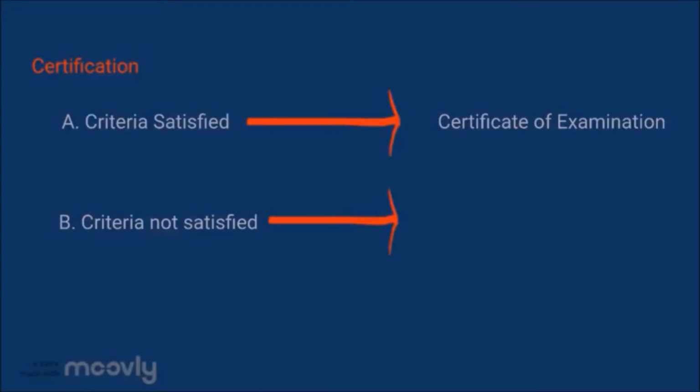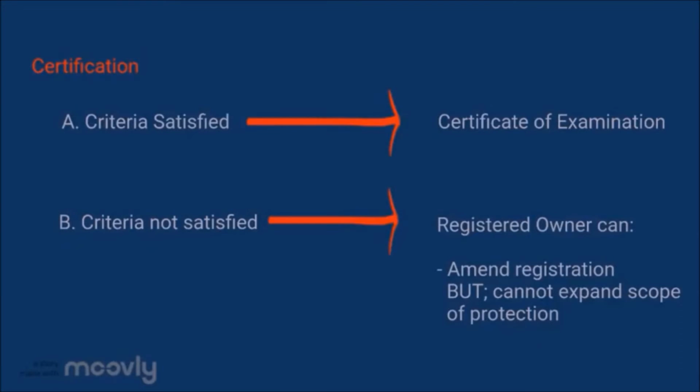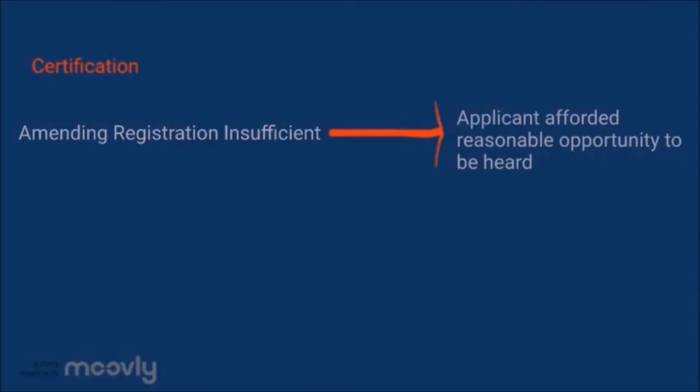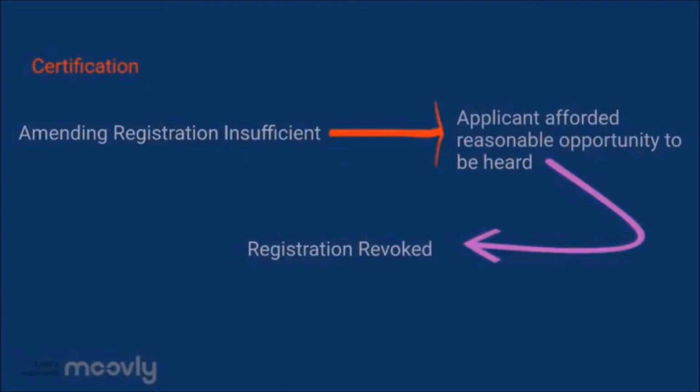However, should issues arise, the registered owner has an opportunity to amend their registration, provided it does not alter or increase the scope of their protection. If the registration cannot be amended, the applicant is afforded a reasonable opportunity to be heard. Following this, IP Australia may revoke the registration.